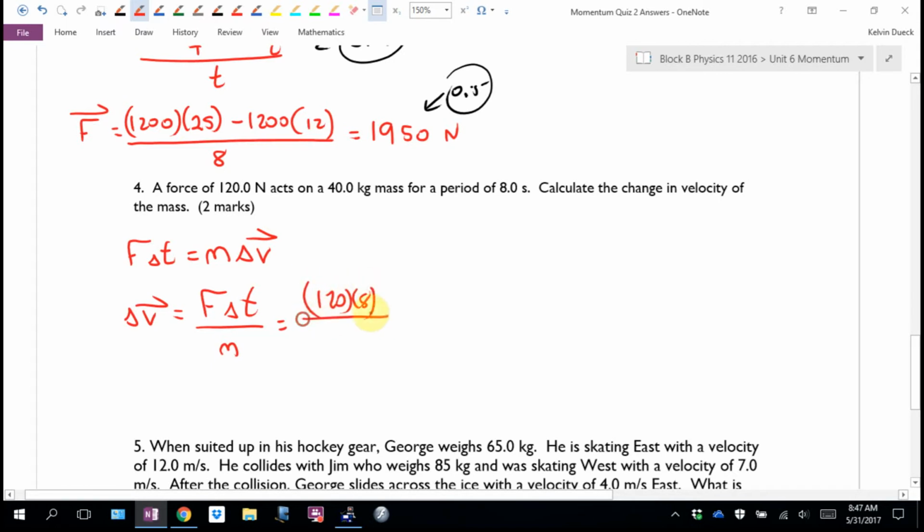120 times 8 divided by 40. Oh, I should be able to do this in my head. There's going to be a 24? Now, this doesn't mean that V final is 24 meters per second. That's the change in velocity. If we started out at rest, V final is 24 meters per second. If we started out at 5 meters per second, V final would be 29 meters per second. We could even have started out going backwards and ended up going forwards.